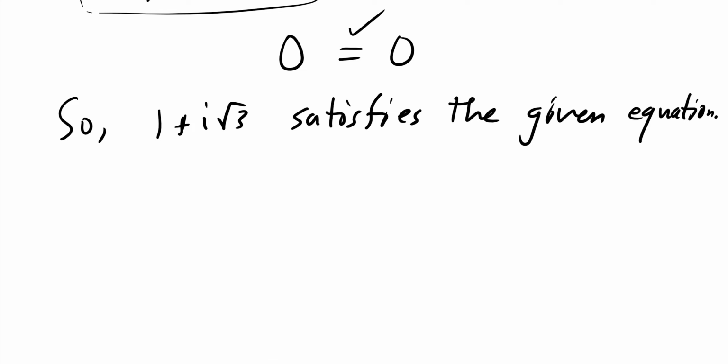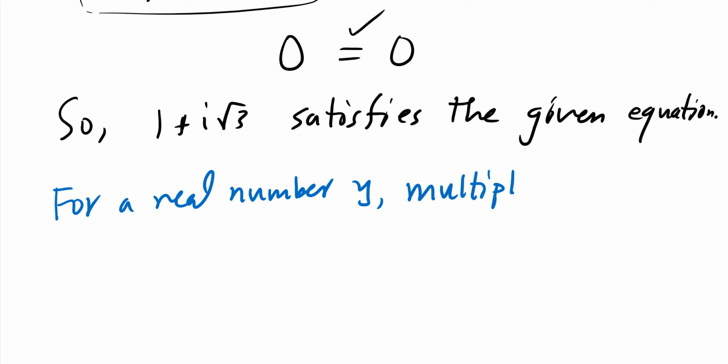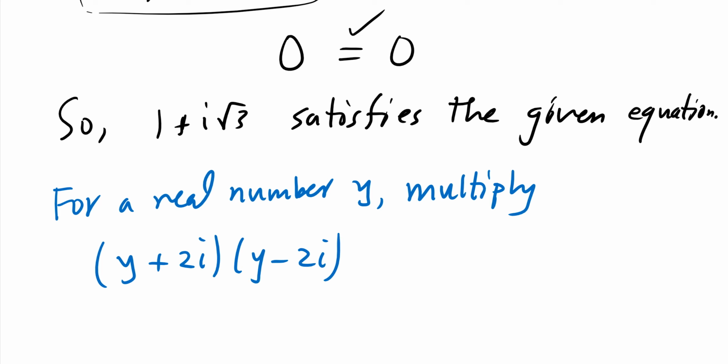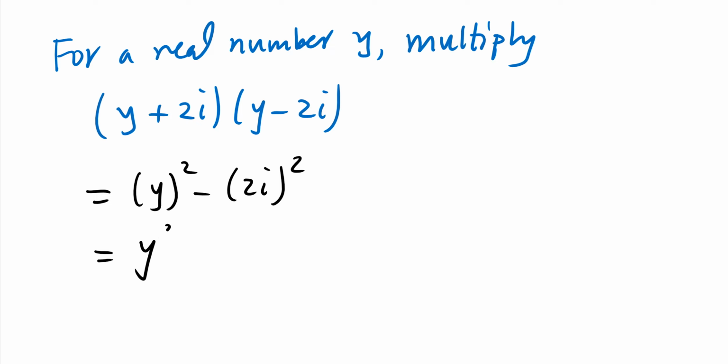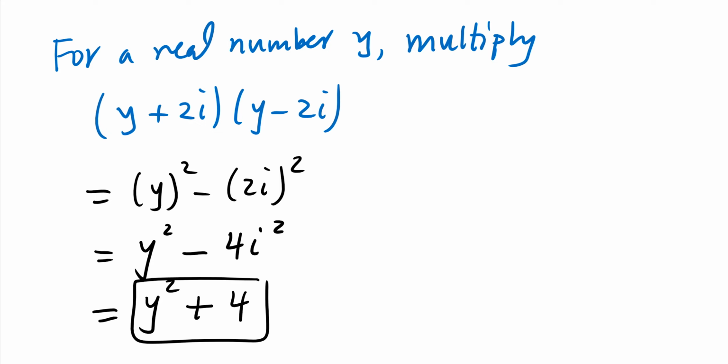What about other examples? Let's say they ask us, for a real number y, to multiply y plus 2i, y minus 2i. So how do we multiply that out? Well, let's see, you can distribute this out, or if you like, do you notice something? It looks like a plus b, a minus b, so it's a squared minus b squared. So that gives us y squared minus 4i squared. But it's not done because i squared is negative 1, so that's a positive 4, because negative times negative.